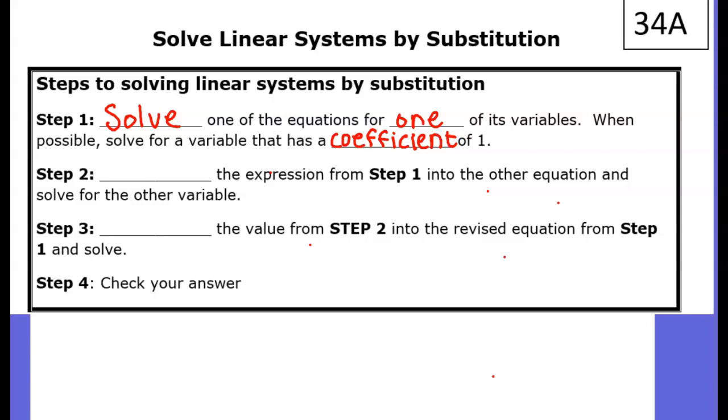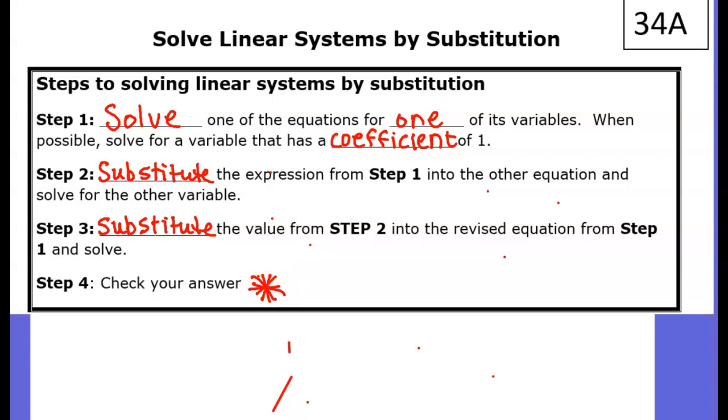Okay, so the second step will be then to substitute the expression from step 1 into the other equation and then solve for the other variable. So this will be a little more obvious when we start doing some examples. Okay, we're then going to take that and substitute in the value from step 2 into the revised equation from step 1 and solve. And then always, fourth step, we're going to check our answer.